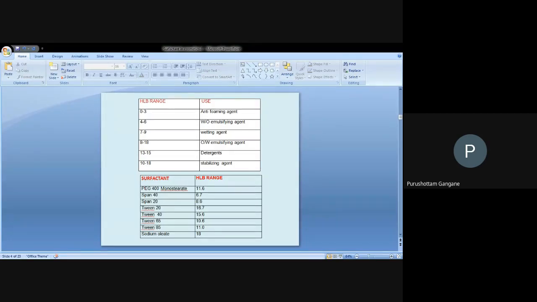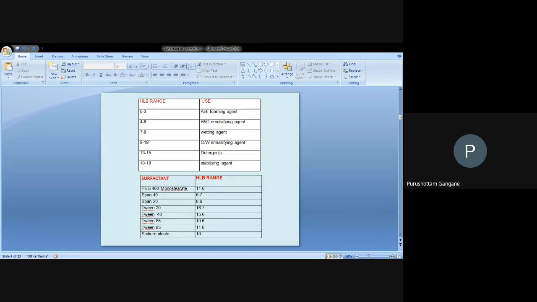7 to 9 are the wetting agents. Then 8 to 18 oil in water emulsifying agents. When water is in the external phase, you require the hydrophilic surfactant. So that is why this HLB range of surfactants is required. 13 to 15 are the detergents and 10 to 18 are stabilizing agents.